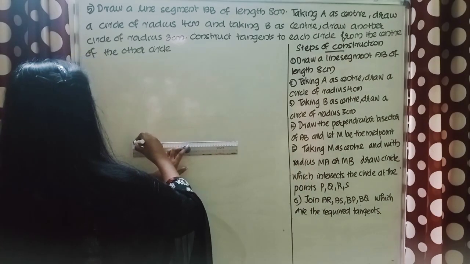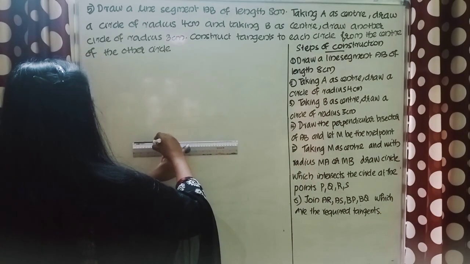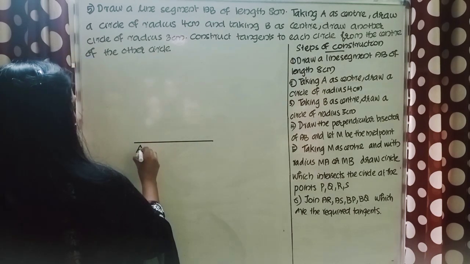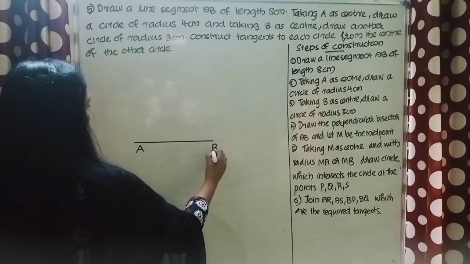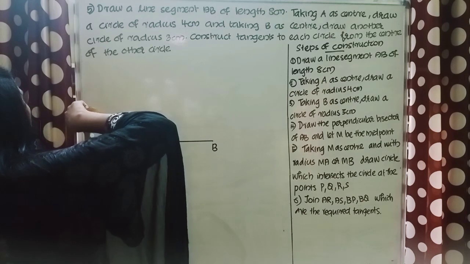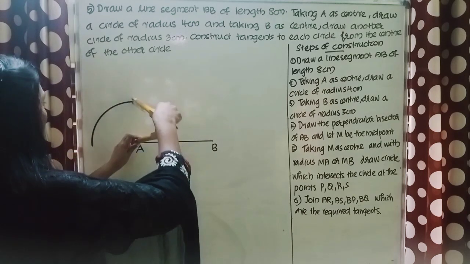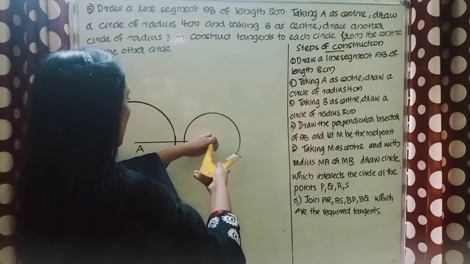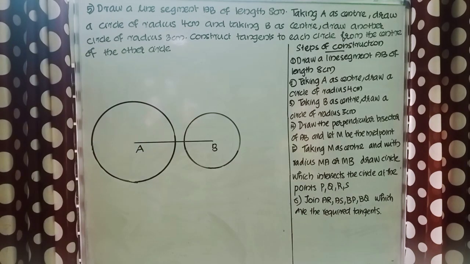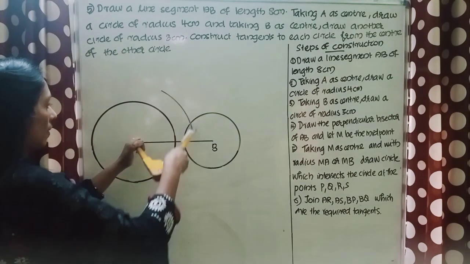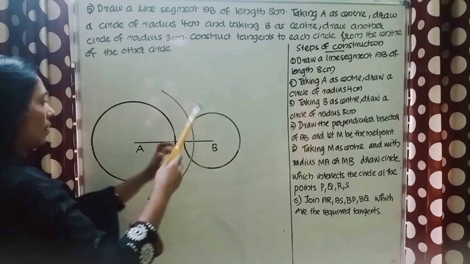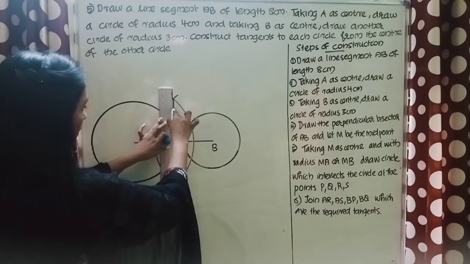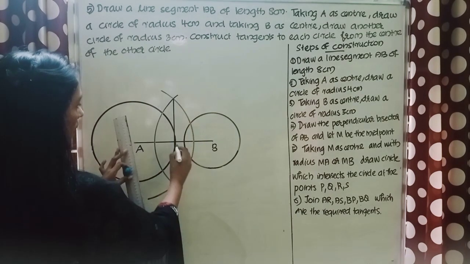First, let us draw a line segment AB of length 8 cm. Now, taking A as center, draw a circle of radius 4 cm. Now, taking B as center, draw another circle of radius 3 cm. Now, let us draw the bisector of AB by drawing arcs from both endpoints. Join the points of intersection. Let M be the midpoint of AB.